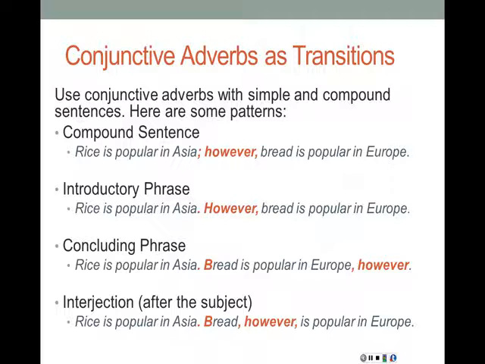Finally, we can use the conjunctive adverb between two commas as an interjection in a simple sentence. An interjection is a word or phrase that interrupts the main sentence, so it needs to be offset by commas. In this example, the two sentences are simple and separate, but the ideas are connected with the conjunctive adverb as a transition word. Rice is popular in Asia. Bread, comma, however, comma, is popular in Europe.